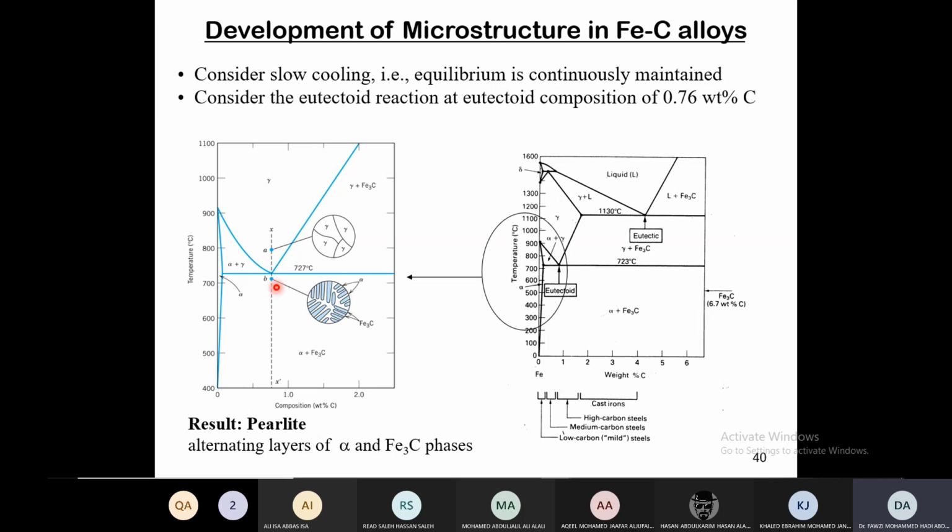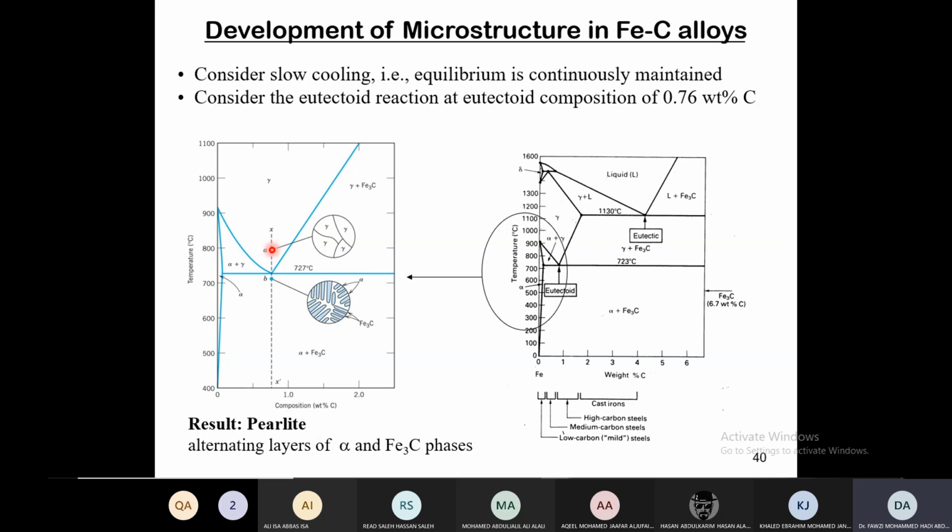The part that we are concerned with for the development of the microstructure is the eutectoid. If you remember, last time we said this is the eutectic, this is the eutectoid point, and that point is the peritectic. So we are much more concerned with the eutectoid transformation which occurs there. Before the eutectoid we have the hypoeutectoid, and after the eutectoid composition we refer to that as the hypereutectoid composition. So let's look first at what happens when we cool down at the eutectoid composition.